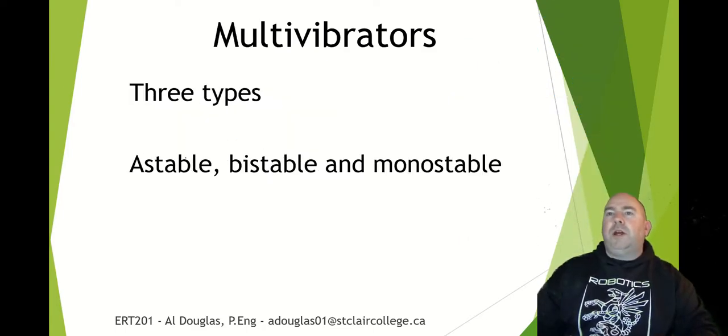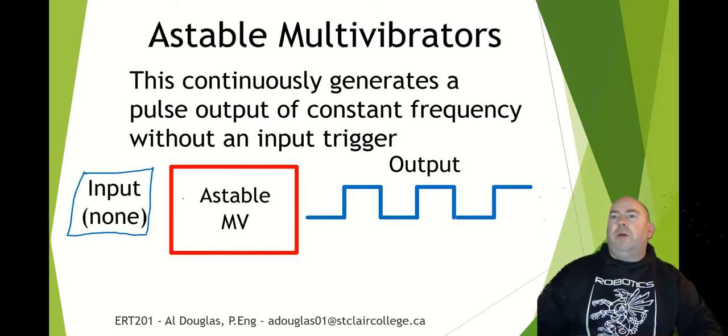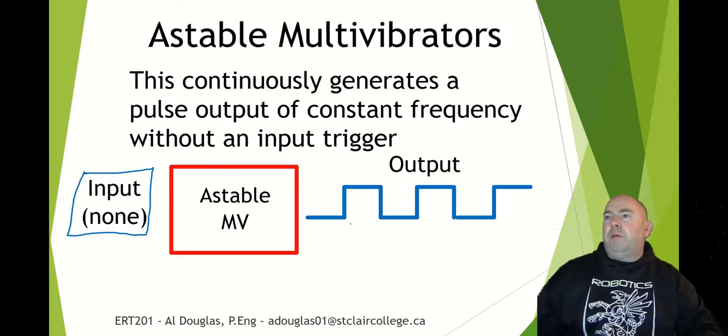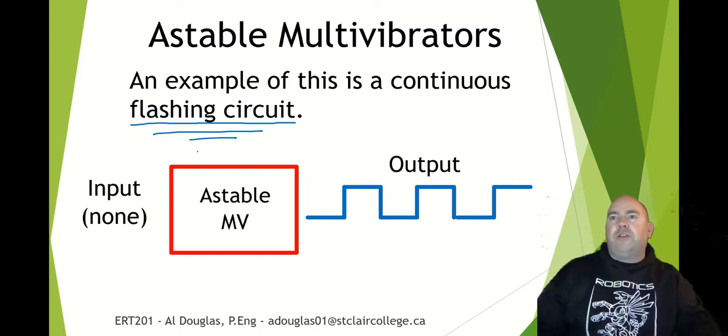Okay, there are three types we're going to talk about today. That is the astable, the bistable, and the monostable. The astable is the first one of these. Key thing here, no input required. These things just run on their own without an input coming into them, and they produce a nice output wave like this. This is very useful for us. An example of this, a flashing circuit, which we will use quite a bit, creating a clock or a flasher.